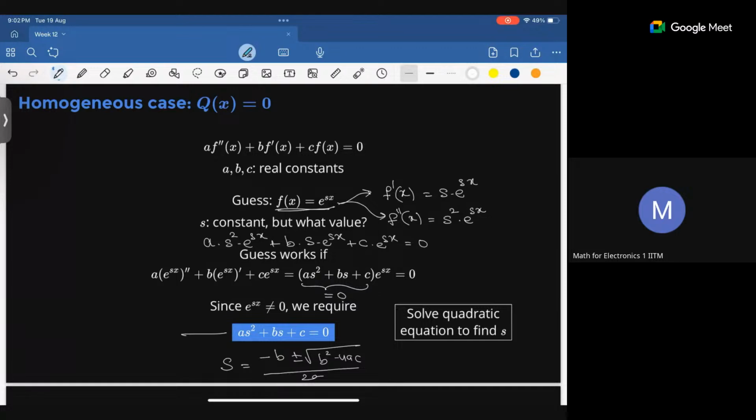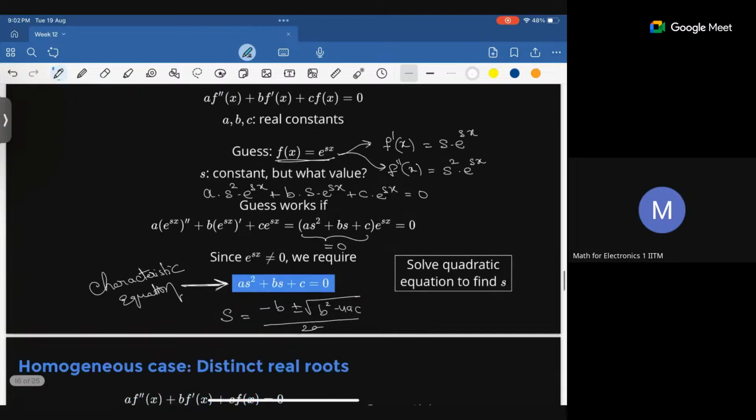And this so formed expression is called the characteristic equation. Okay, so this is called the characteristic equation, and we will solve this characteristic equation for s, and once we have s, then e power sx will be the solution.